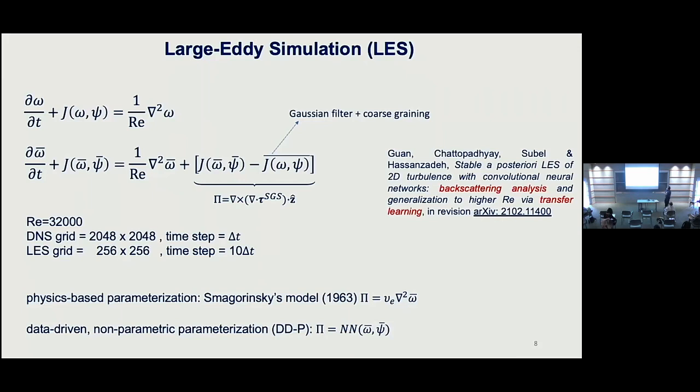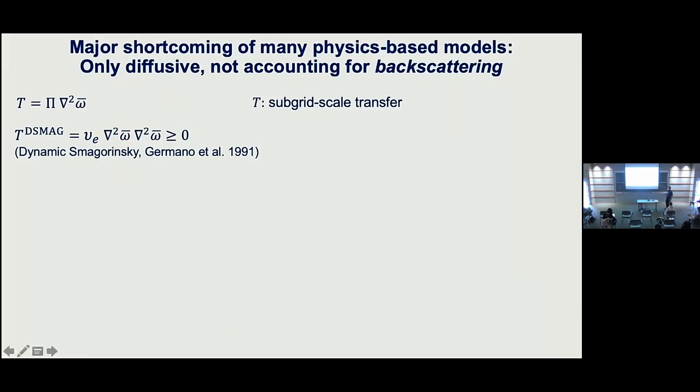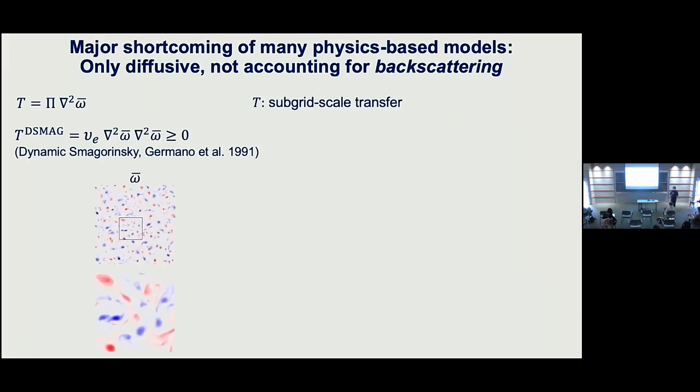So just to give an idea of some of the shortcomings of these physics-based models, like the Smagorinsky model, they only account for diffusion. They do not account for what's called backscattering. To see that, we can define a function, the subgrid-scale transfer T, which I'm going to define like this: pi times the Laplacian of vorticity. Note that for a Smagorinsky-type model, when we have pi as eddy viscosity times the Laplacian, this term is always positive. But now we can diagnose from the DNS data whether T is always positive or not.